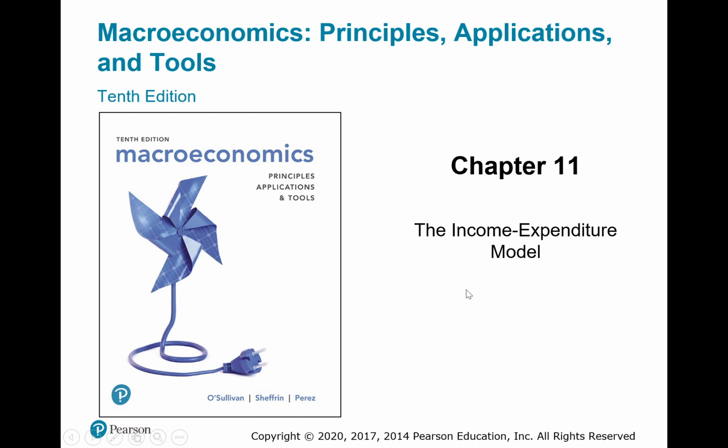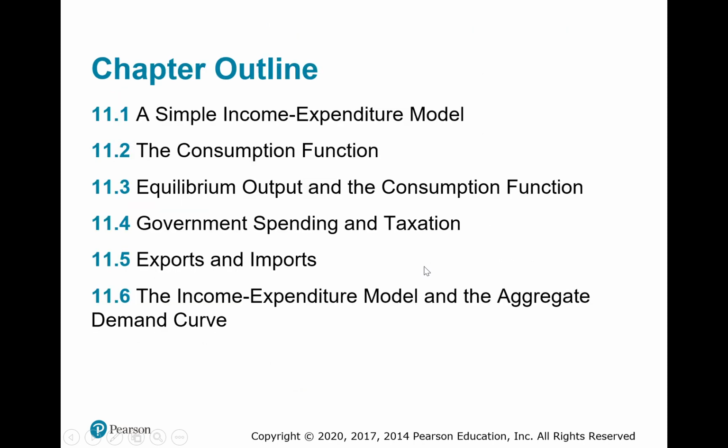All right. In chapter 11, we're going to talk about the income expenditure model. Another word for income expenditure model is a budget. So we're going to do a simple income expenditure model on a graph. We're going to show it as the consumption function. We're going to look at the equilibrium output and the consumption function together.